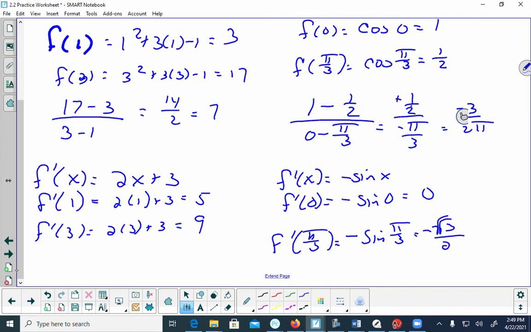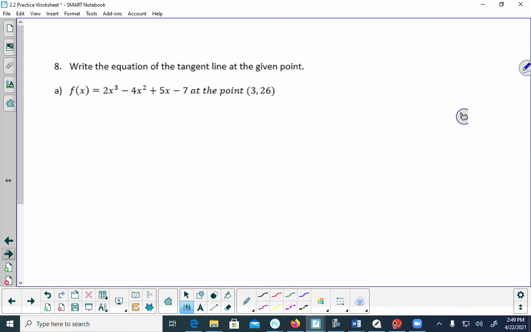Okay, 8. Write the equation of the tangent line at the given point. So it gives me a point. So I'm going to find the derivative, find the slope of the tangent line. So I'm going to have 6x minus 8x plus 5, and then that 7, the derivative is 0.